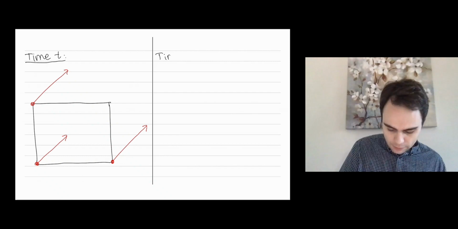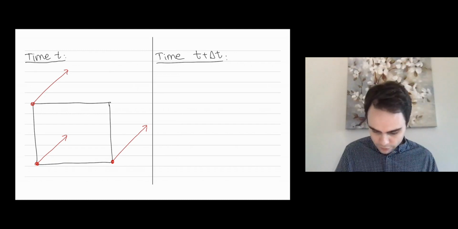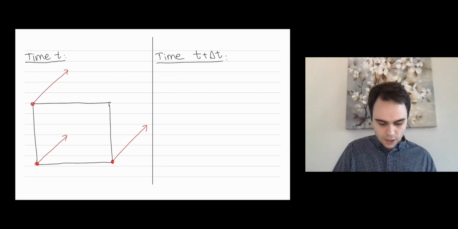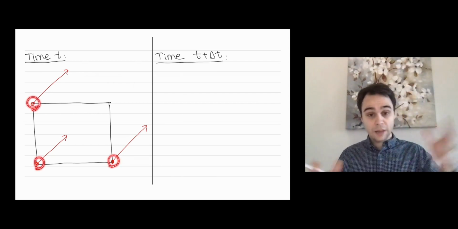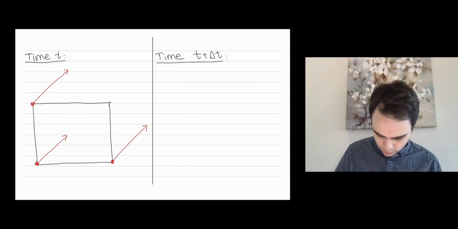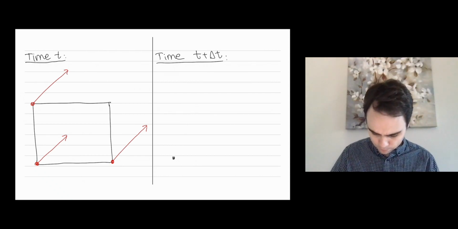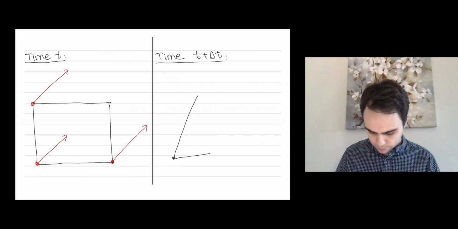At a time a little bit later, time t plus delta t, this little square of fluid will look different, because the little points won't travel together. They'll drift apart because their velocities are all different, right? So the square of fluid will look something like a parallelogram after a while.